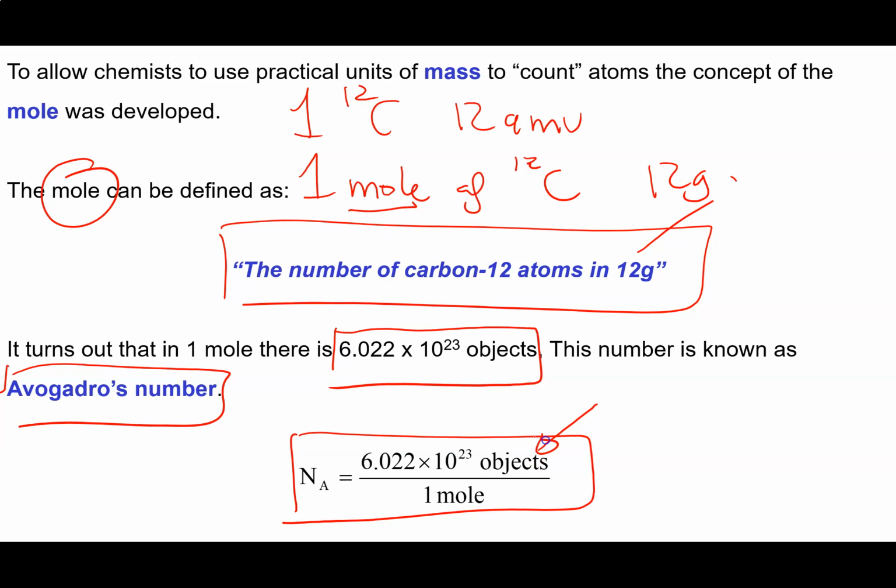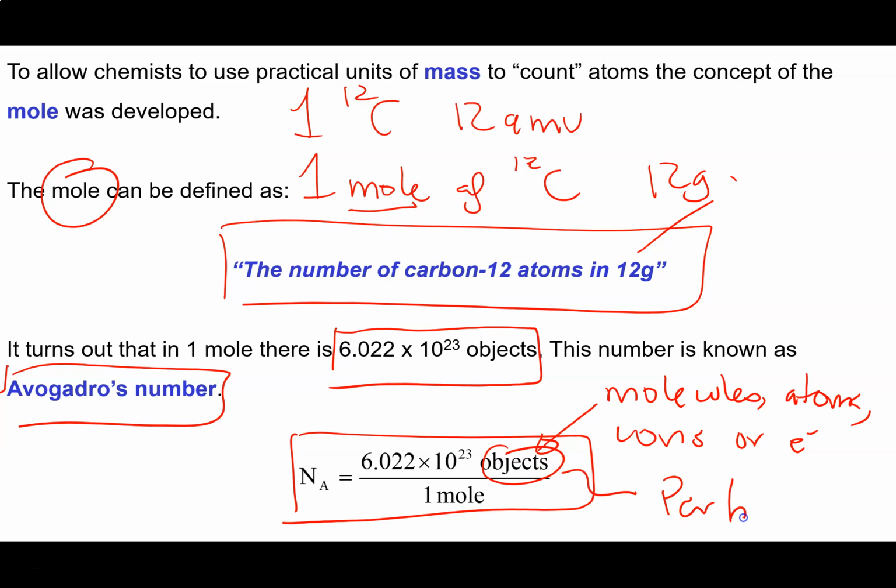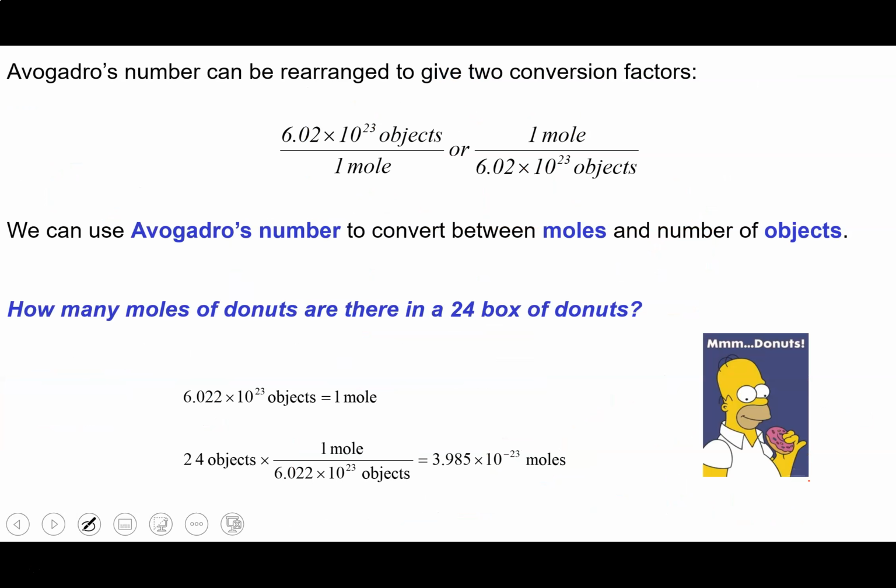Here it is with its units written in: 6.022 by 10 to the 23 objects per mole. Now for chemists, the objects are normally molecules, atoms, ions, or electrons. But you could have a mole of anything, right? We do problems like imagine you had a mole of pennies, or imagine you had a mole of donuts, or something like that. It's just like saying you have a dozen of something, and you can have a dozen of anything, just like you can have a mole of anything. Sometimes instead of saying objects, chemists will say particle, but it means the same thing.